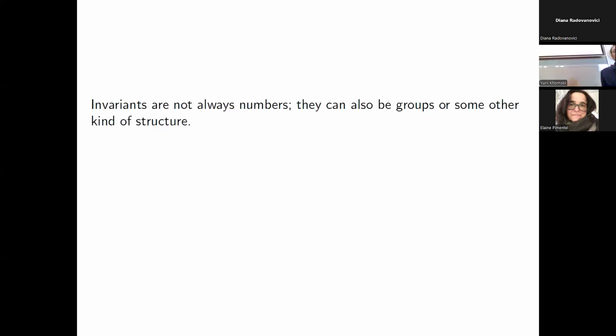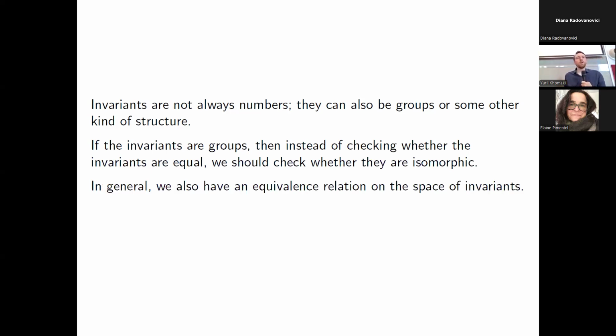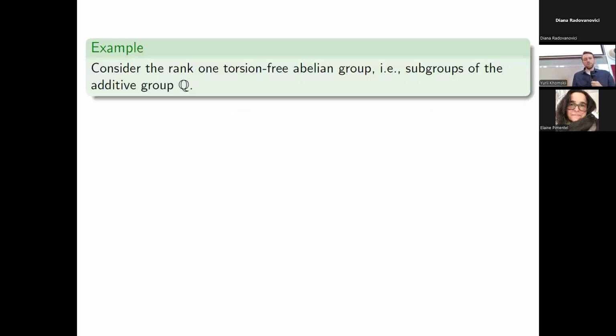But invariants are not always numbers. For example, you can do homology or cohomology. You can get groups as invariants. You can get some other kinds of structures. We'll have an example in a second of some other kind of structure. And when you do that, you should not ask whether the groups are equal, but whether they're isomorphic. So there's also some kind of equivalence relation on the space of invariants. You're classifying whether the objects are equivalent by assigning invariants, and whether the invariants are equivalent should tell you whether the original objects are equivalent.